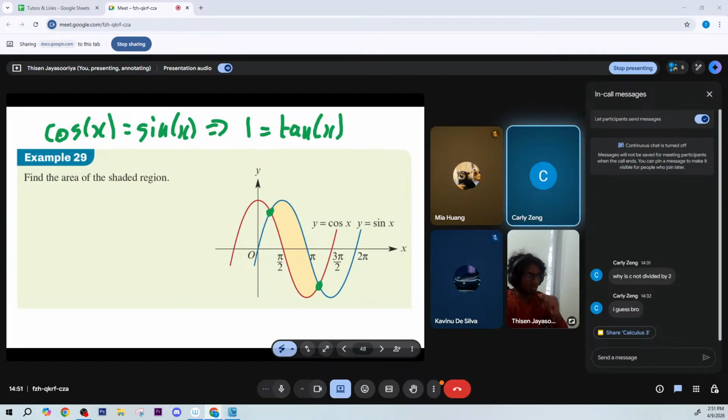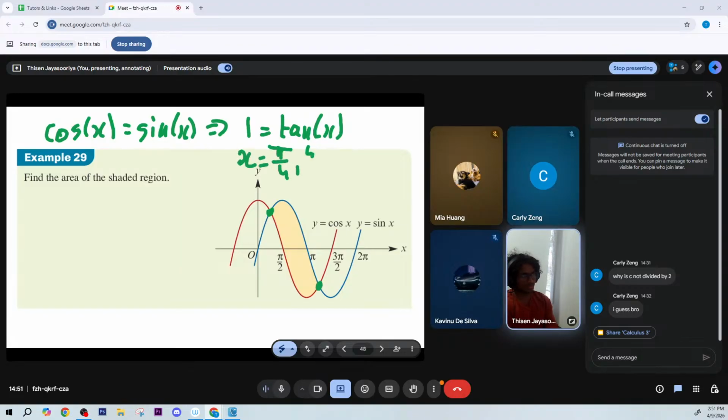What do you mean by that? Like, can you solve 1 equals tan of x? Oh. I think. I don't know. Okay. So this is just x equals pi over 4, 5 pi over 4. I'll discuss the solutions with you later. Does that make sense for you, Mia and Kavini? Okay. Don't worry too much about that, Carly. We'll look at this in a bit.